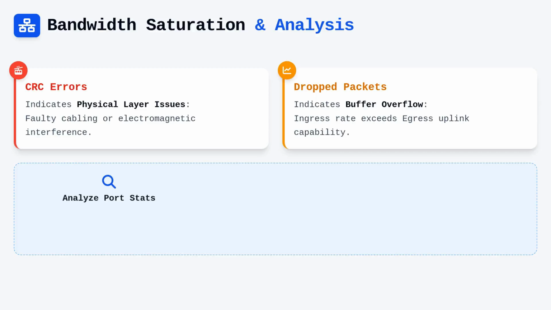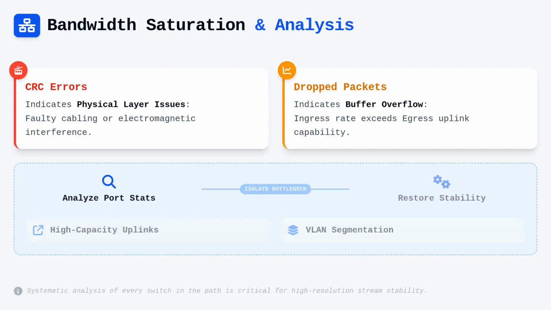To fix this, you may need to reconsider your switch topology, perhaps by moving to a design with higher capacity uplinks, or by segmenting the network into smaller, more manageable VLANs. By systematically analyzing the port statistics for every switch in the path, you can isolate the bottleneck and restore the stability of your high-resolution streams.